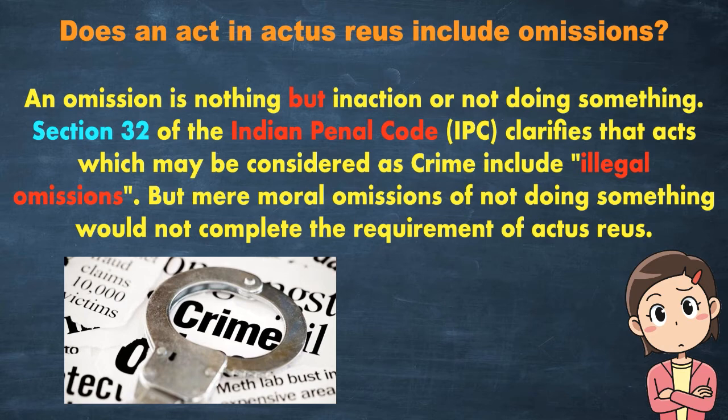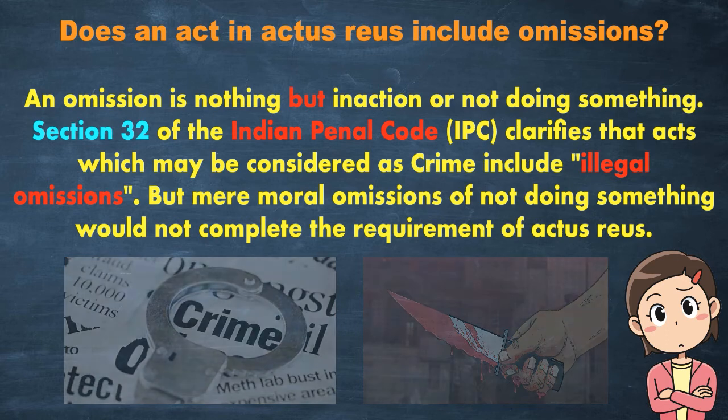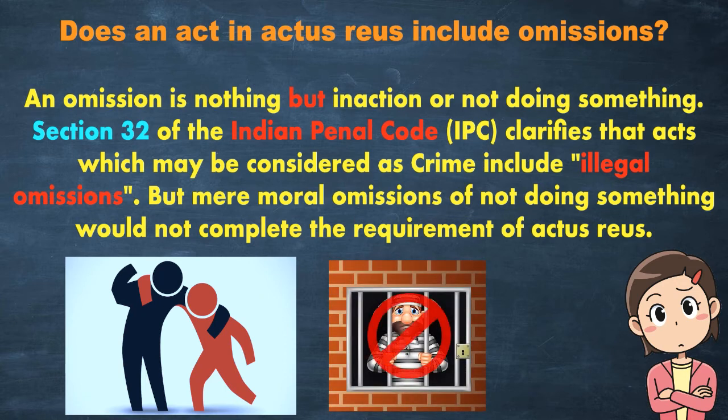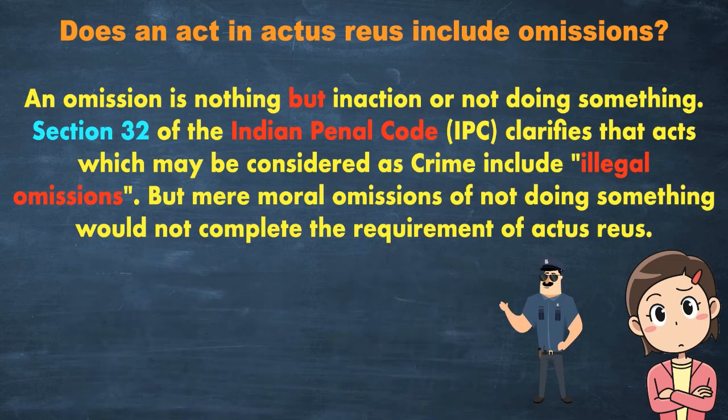So it is a crime. Keep in mind, mere moral omissions of not doing something wouldn't complete the requirement of actus reus. So what it means is, if it is your moral duty to do something to help someone and you didn't do that, in that case the law won't accuse you as a criminal. But yes, if it is your duty to protect someone and you didn't do that, then it is a crime.